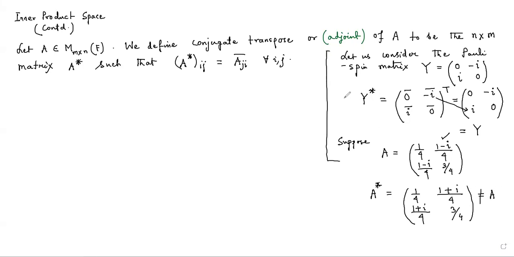So in the case of Y star, it is happening that Y star is equal to Y, but in the case of A, it is not happening. A star is not equal to A, but that is how we actually find the adjoint of the matrix. This type of matrix where Y star equals Y is a typical matrix, which will be introduced later on. They have got some special names. Remember these two examples. This is how we find out the adjoint of the given matrix.